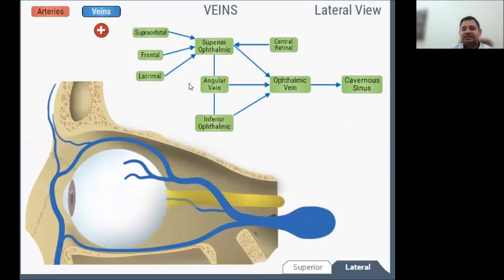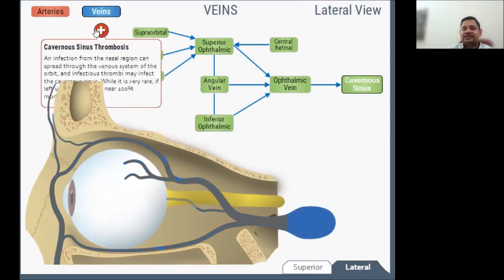You can see this in the lateral view also: the supraorbital, frontal, you see the blue color, lacrimal, they are going to give to the superior ophthalmic vein. It can go directly into the ophthalmic vein through the central retinal vein. Also, the branches come into the superior ophthalmic vein, angular vein, inferior ophthalmic vein, and ultimately it will go to the cavernous sinus only. So there is a clinical point about cavernous sinus thrombosis, and one for the orbit also.